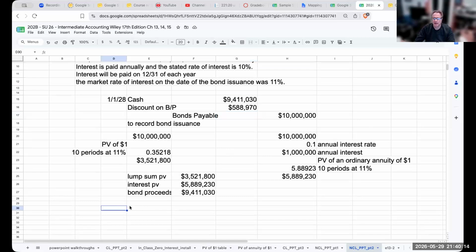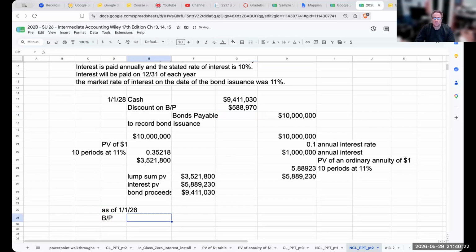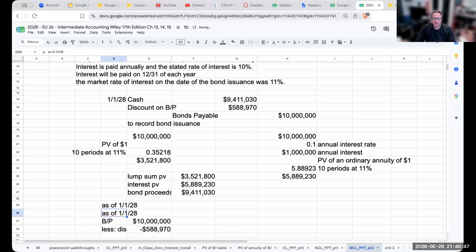Now, on the balance sheet date, as of 1/1/28, we're going to basically have a bond payable. My bond payable is at 10 million less my discount on bond payable. My discount on that bond payable is 588,970. And remember, on our balance sheet, this is basically going to be a non-current liability.